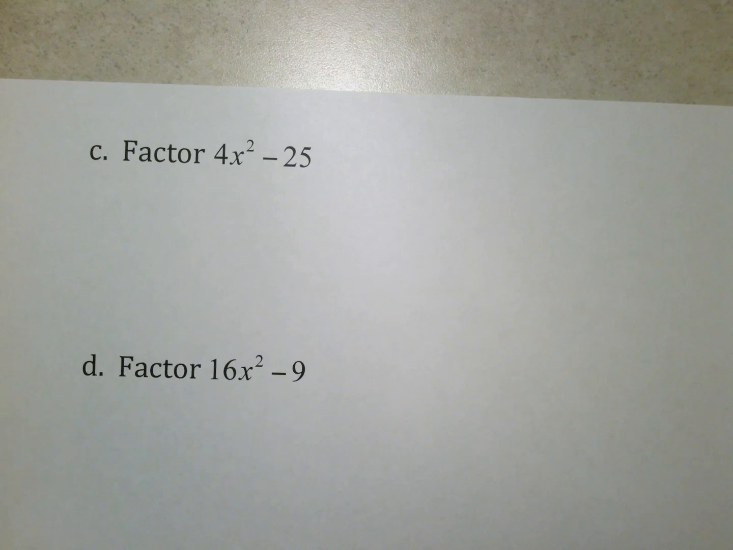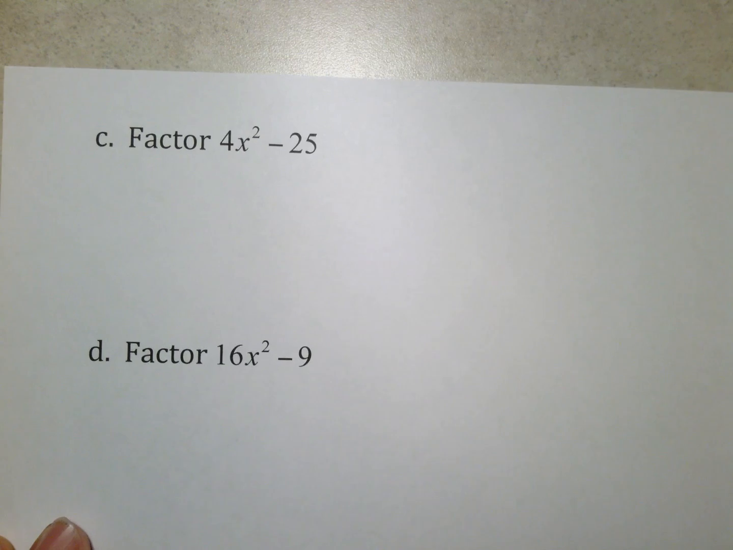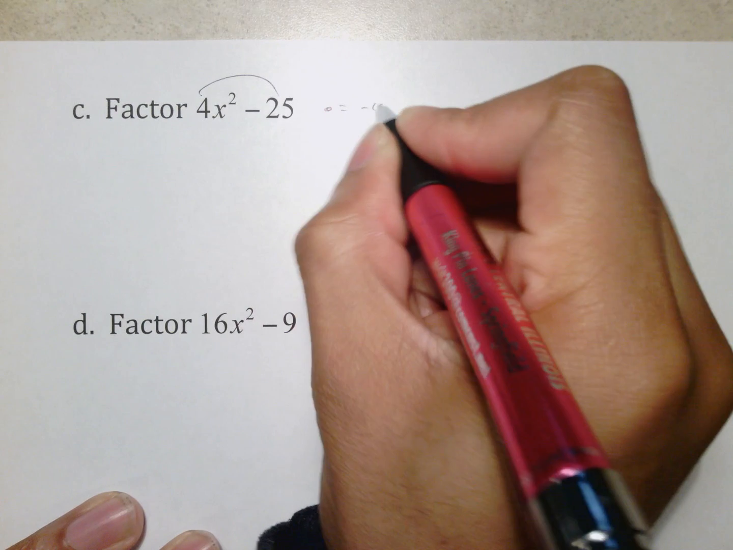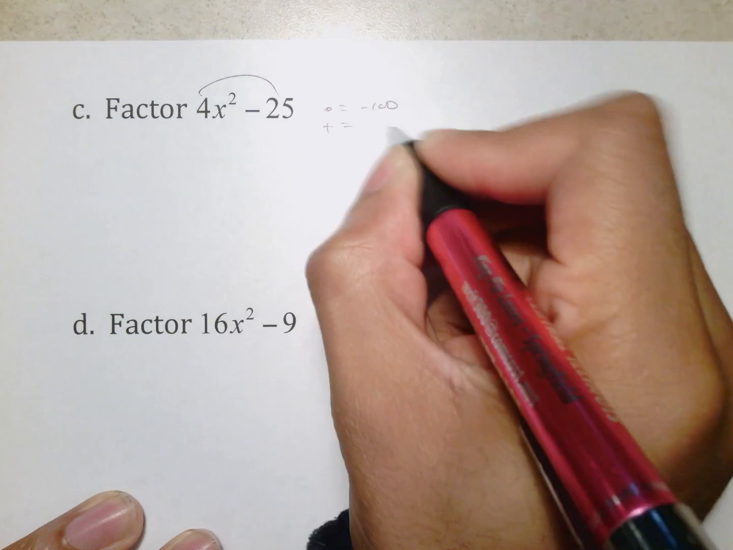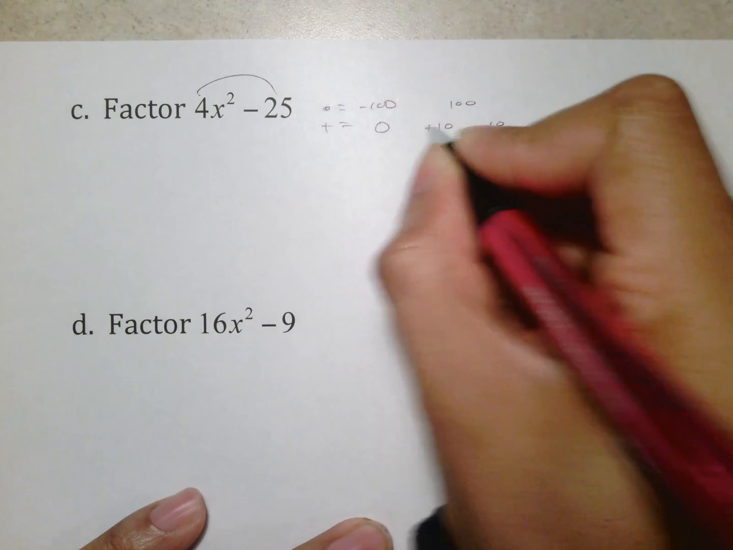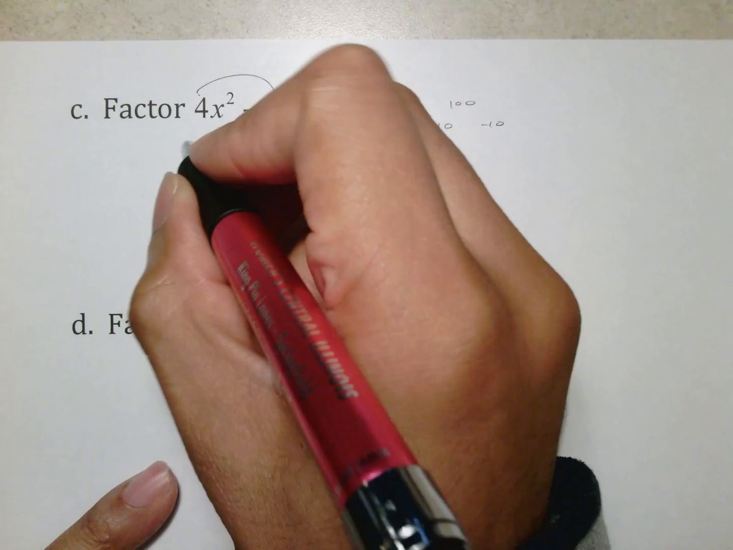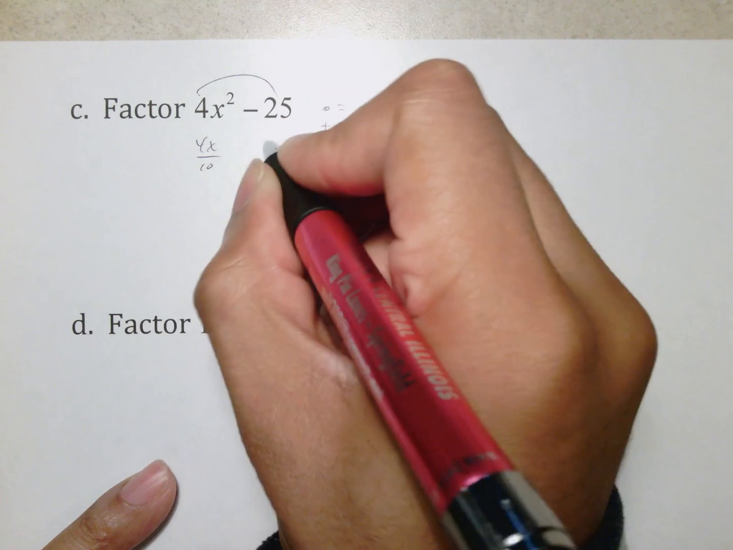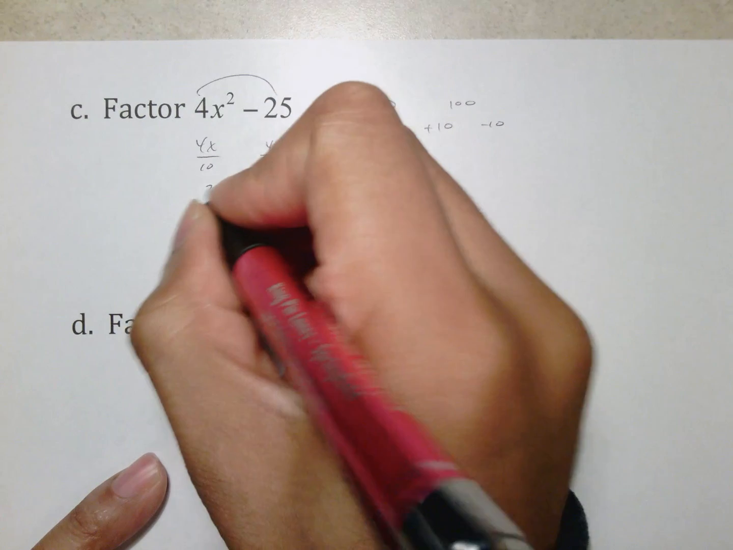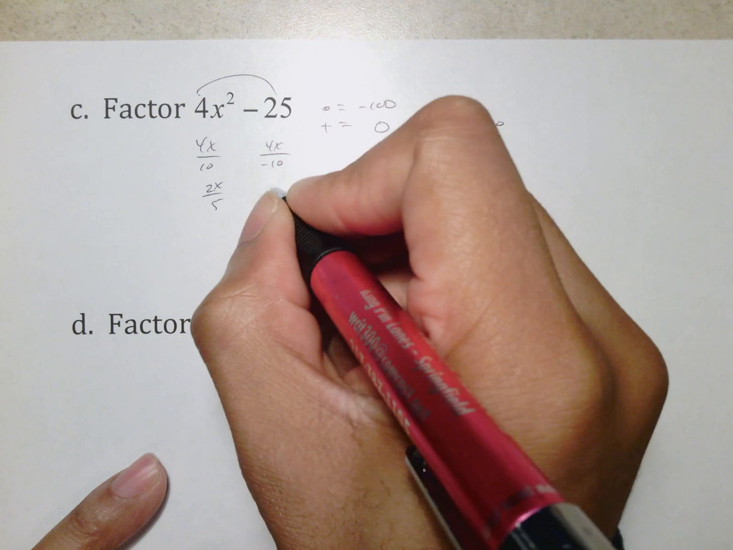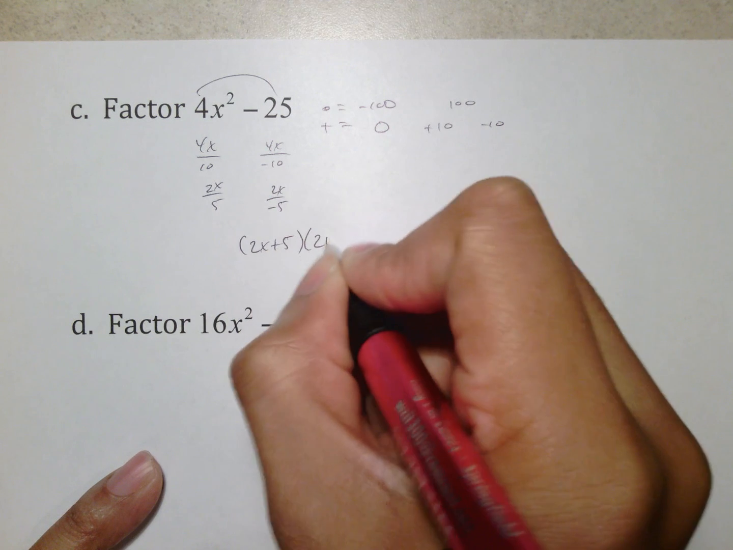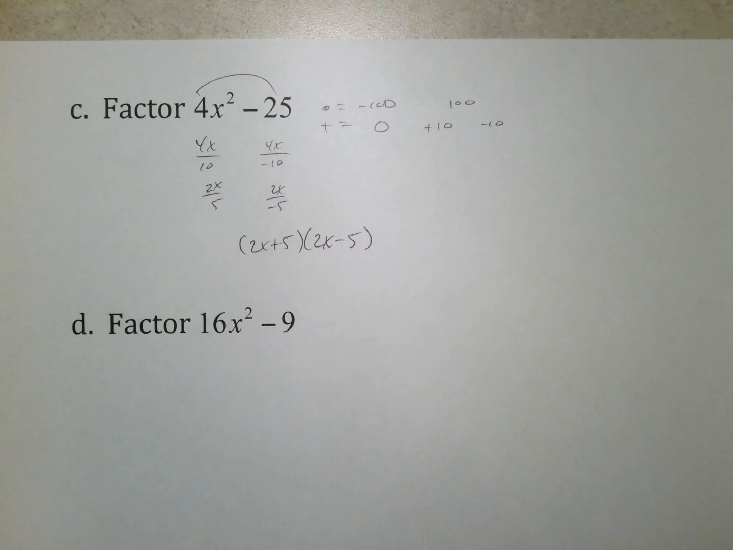Looking at question C. Factor 4x squared minus 25. Here we're looking for numbers that make negative 100 and again add to be 0. Again, we just found out that those numbers are 10 and 10 with one positive and one negative. So we put 4x over 10 and 4x over negative 10 based off of what we learned. Reducing these, we get 2x over 5 and 2x over negative 5, which means my answers are 2x plus 5 and 2x minus 5.